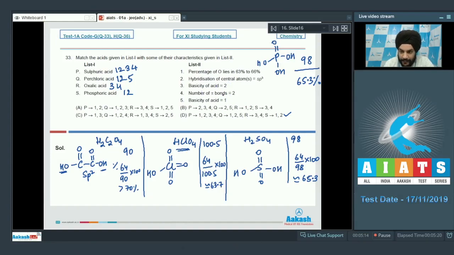If we talk about the number of pi bonds, there is only 1 pi bond present. So option 4 will also not be a match. So students, we have the correct matching for the acids given in list 1. So we have to mark the correct answer as option D.